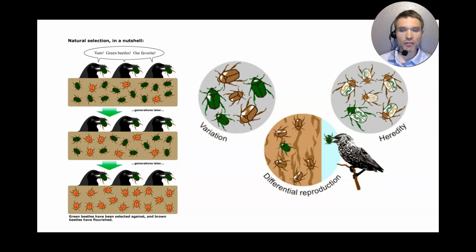If our environmental pressures were to change, say for example we have a bird that doesn't like green beetles but maybe prefers red beetles, once again we would see a shift in our population. In that situation, our red beetles would have the advantage. Maybe our green beetles now have the advantage.